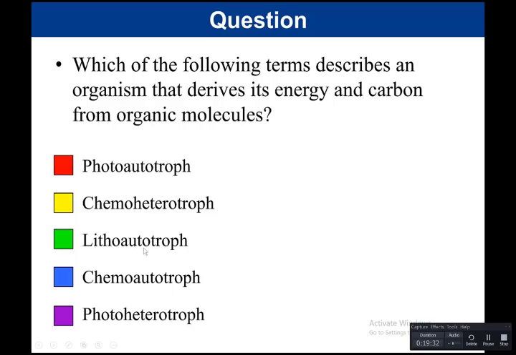Auto is referring to using carbon dioxide, not organic molecules. A chemoautotroph is just more broad. They use chemicals and they use carbon dioxide. Photoheterotroph, photo is going to use sunlight for energy and organic sources for carbon. And so the one that's going to use energy and carbon from organic molecules would be our chemoheterotroph.